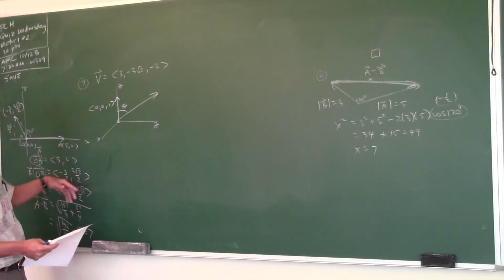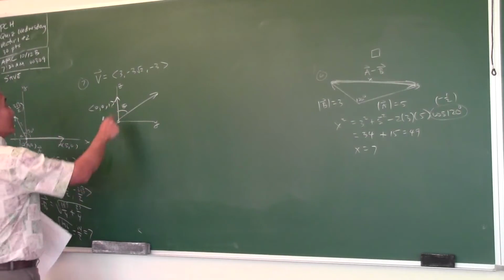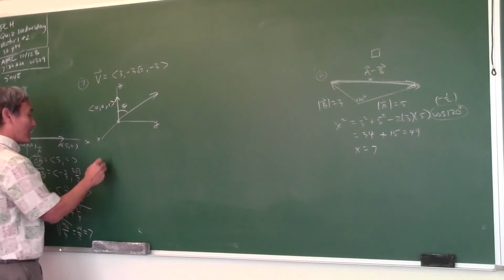Yeah, any of those, 0, 0, 10. Just pick one and go with it. So, if you know the components of the two vectors, how do you find the angle between them? You do the dot product.